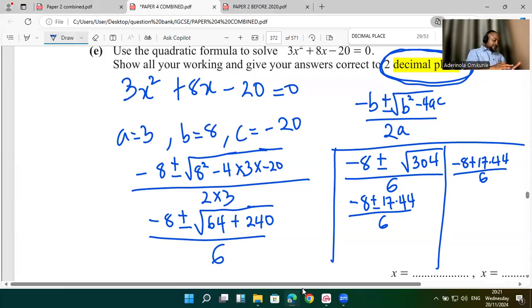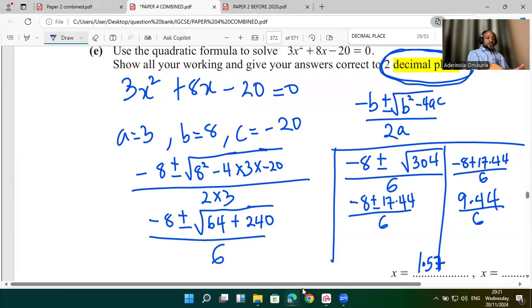That gives 17.44 minus 8, which is equal to 9.44. Then you do 9.44 divided by 6, and that will give me 1.57. Okay, so the first answer is 1.57, because the question says two decimal places.